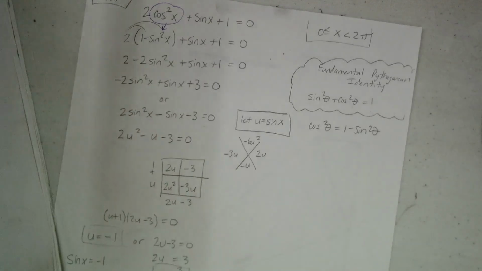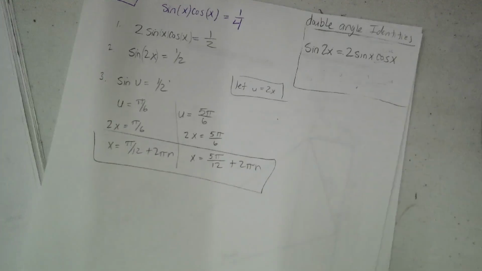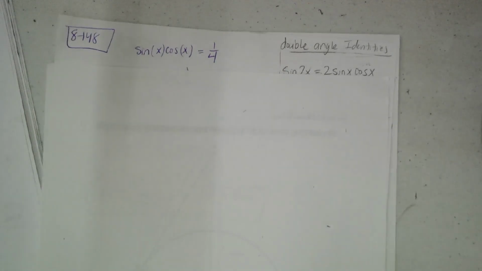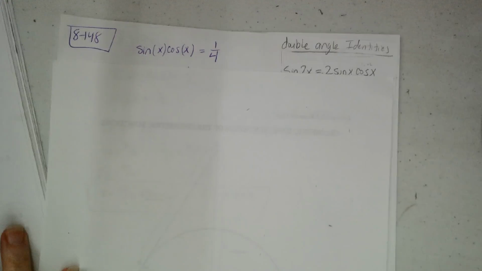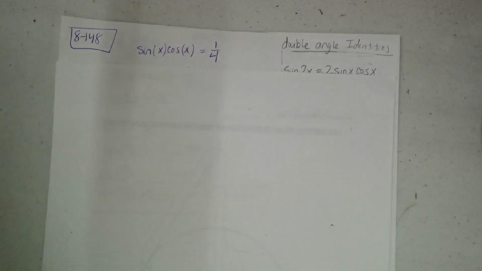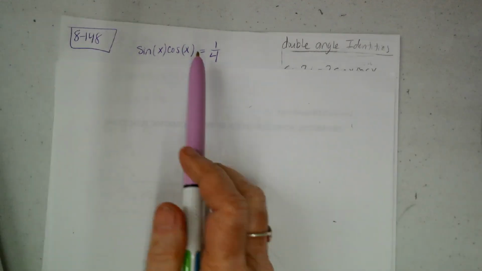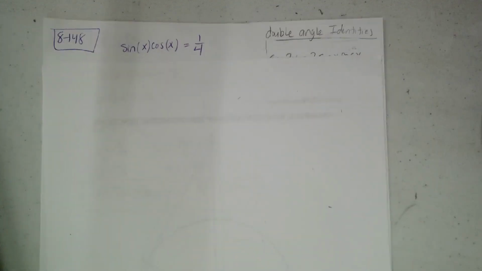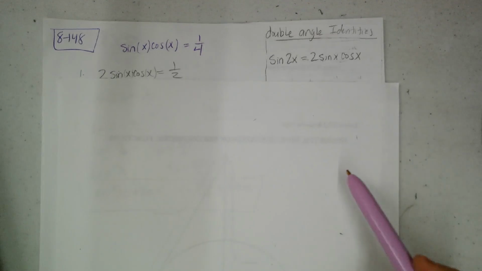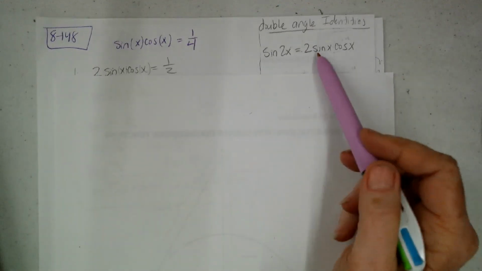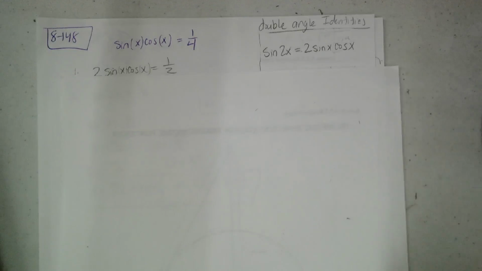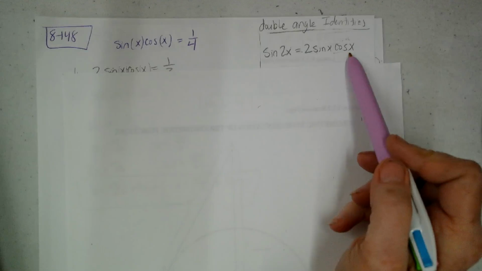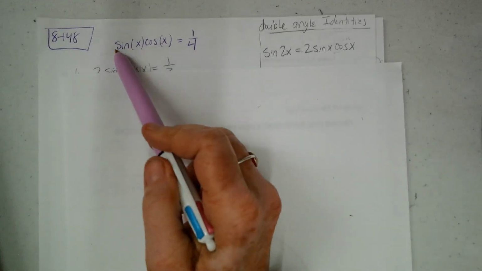8-148, which is right here. So 8-148, it just walked us through, and it said, what about the double angle identities? What if we want you to solve this thing? Well, you could almost recognize it as a double angle identity, kind of, sort of. See, remember we have them on the wall? The double angle identity is 2 sine x cosine x. Well, if I had a 2 there, that would be 2 sine x cosine x.